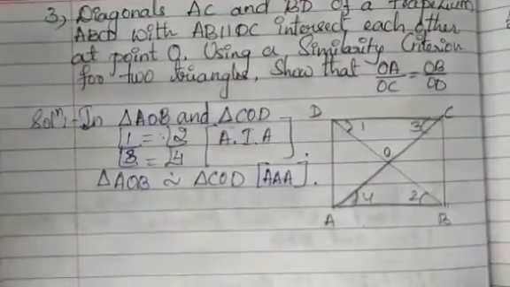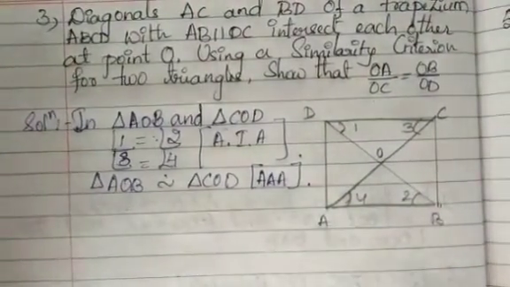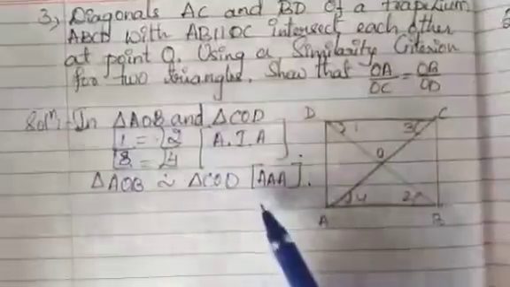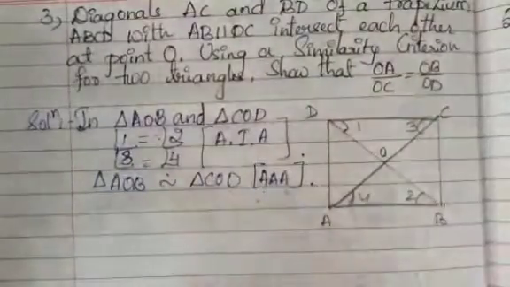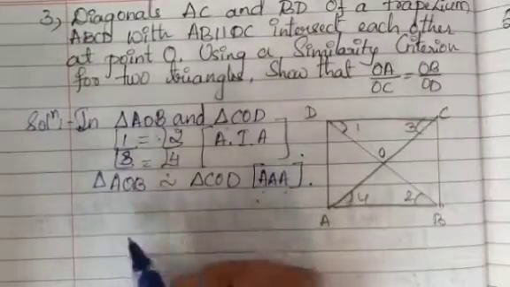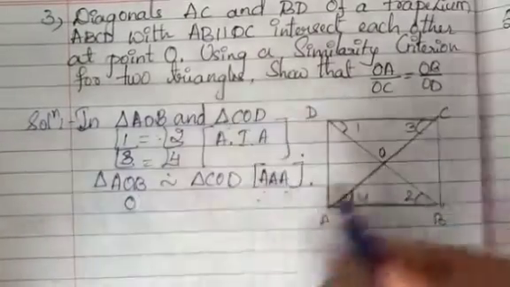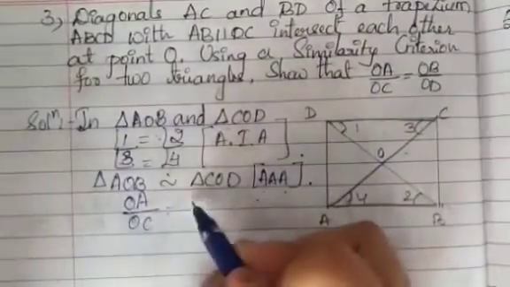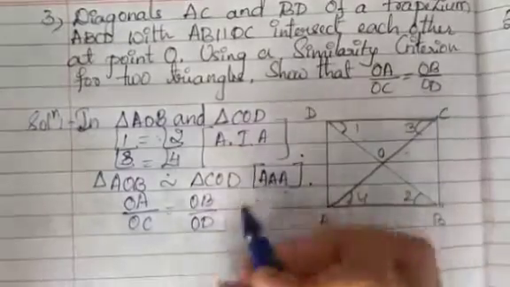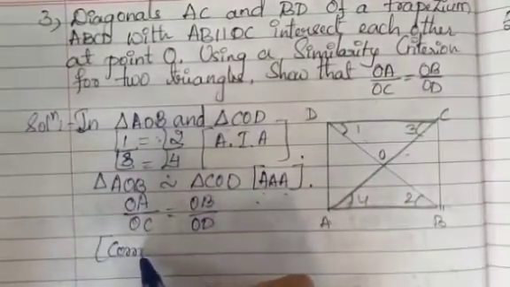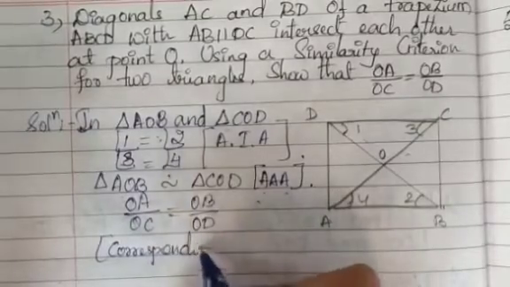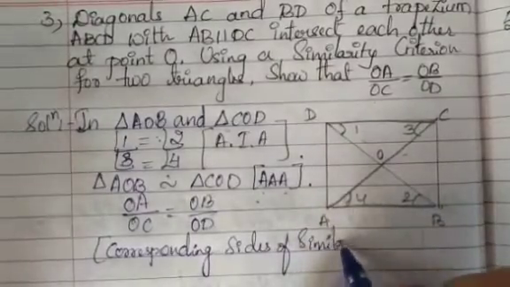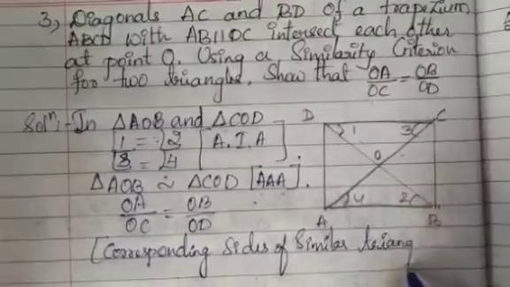If these two are similar to each other, then their corresponding sides are proportional to each other. You know by the AAA criteria, if angles are equal, then corresponding sides are proportional. So which are the corresponding sides of AOB? I can take OA, so for this one it is OC, is equal to OB divided by OD. So what is the condition I have to write here? Corresponding sides of similar triangles.